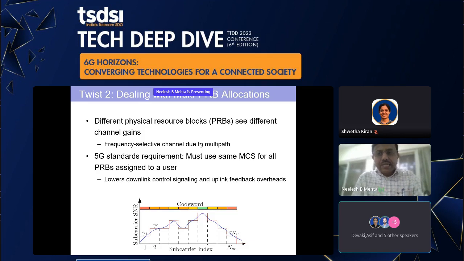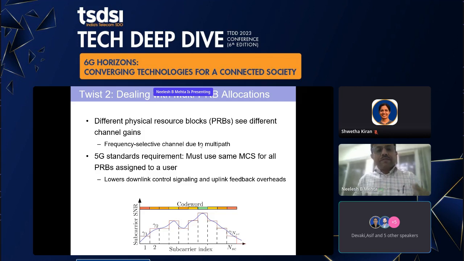So as I said, depending on what the modulation coding scheme is, the URLLC payload can take up multiple PRBs, 1, 2, 3, 4, multiple PRBs. And in a frequency selective channel, which is essentially something that arises because you have lots of multipaths, the channel is not flat.